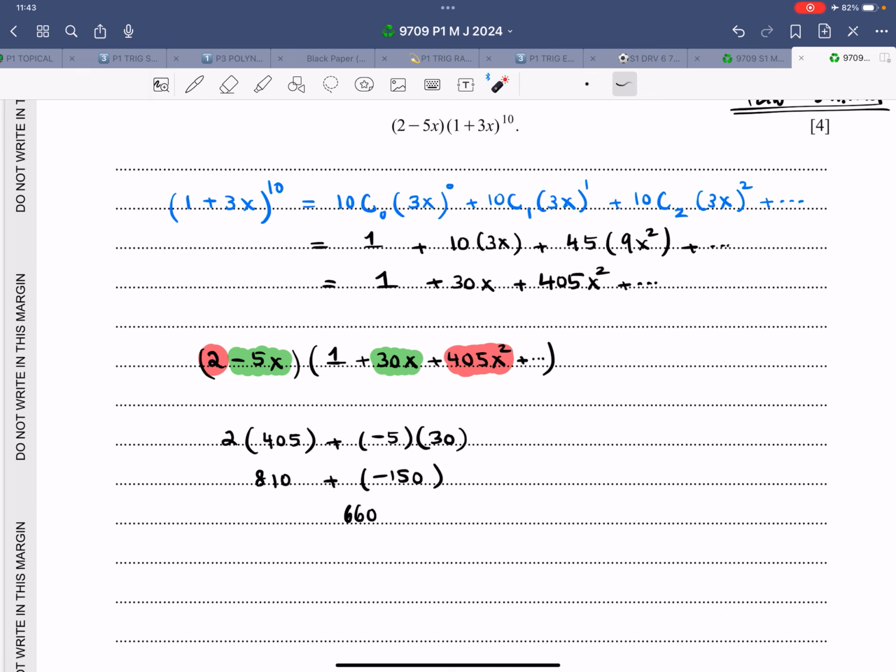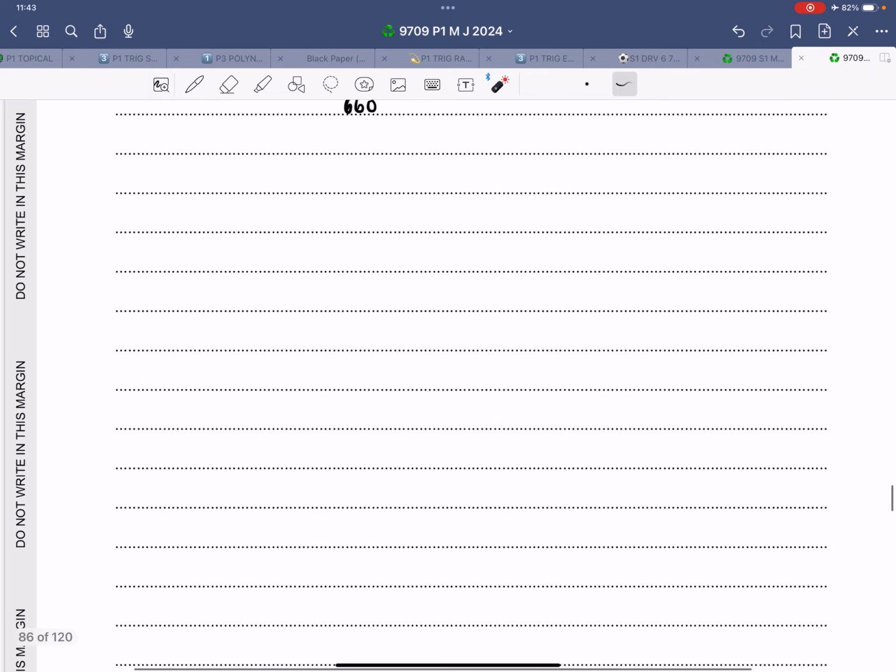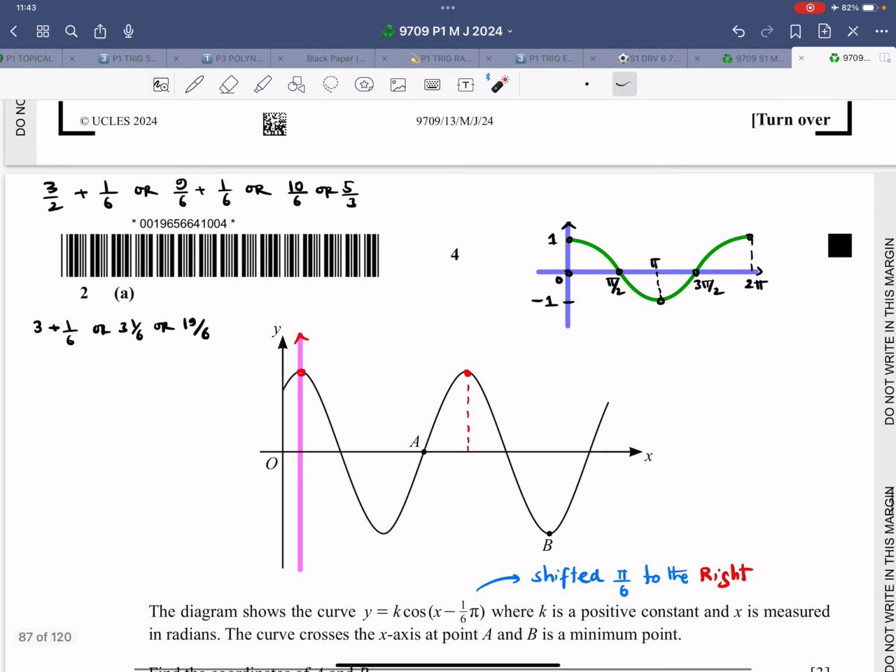Now look at the highlighting that I've done. The red multiplies with the red, the green multiplies with the green. Take care of the plus minus sign. We add up the coefficients. This answer comes out to be 660. So that was a pretty basic question.